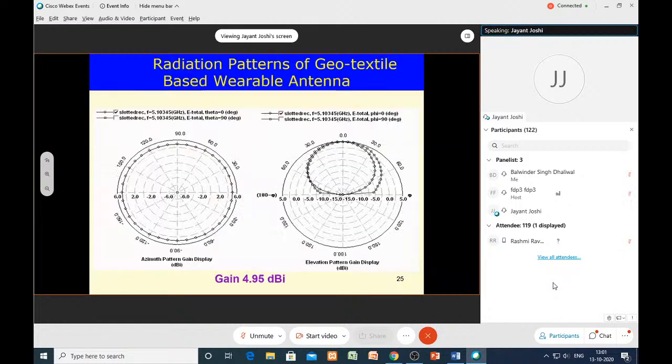Then these are the radiation patterns. Here we got a considerable amount of gain, that is 4.95.